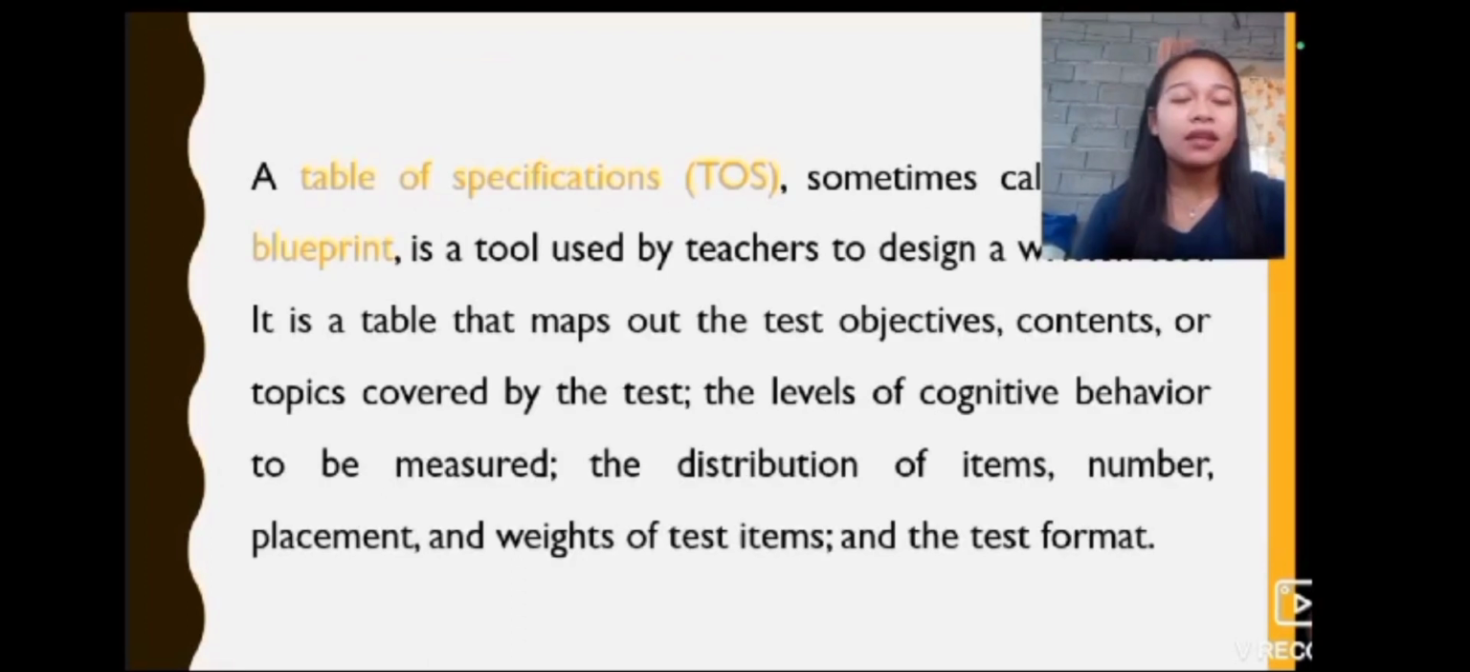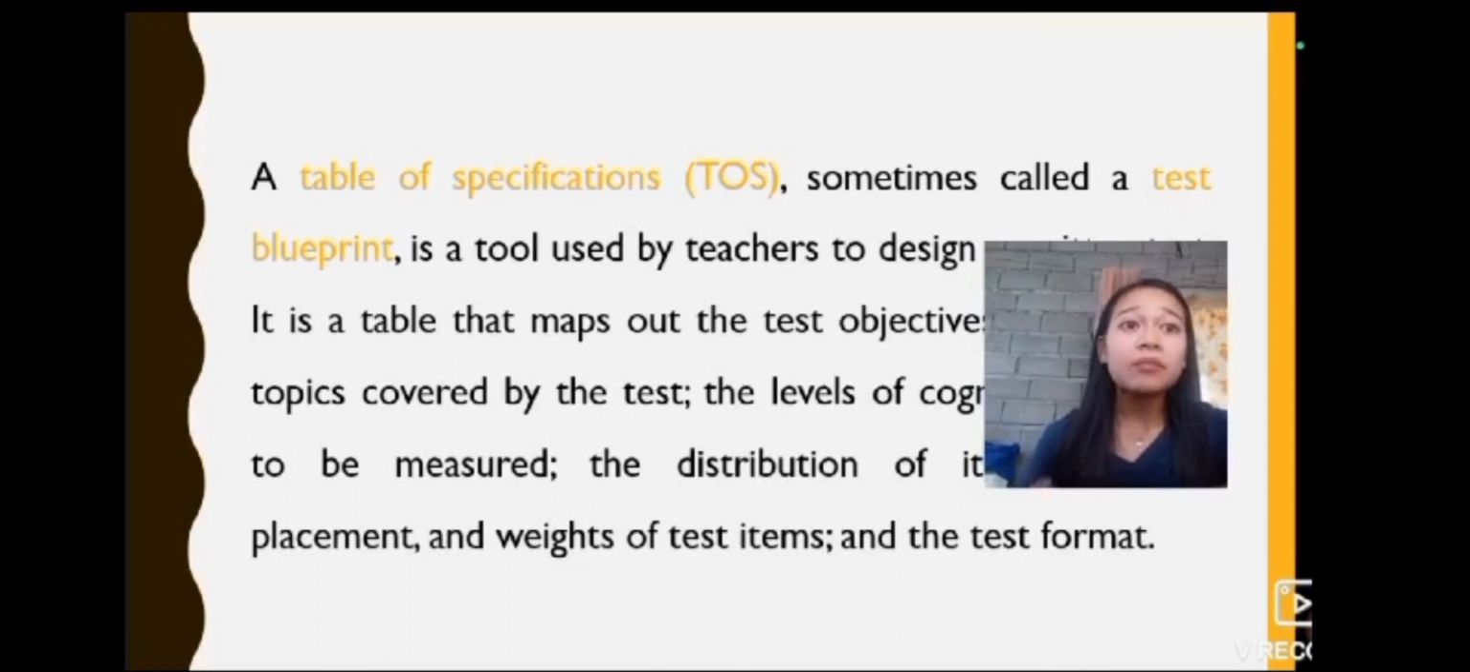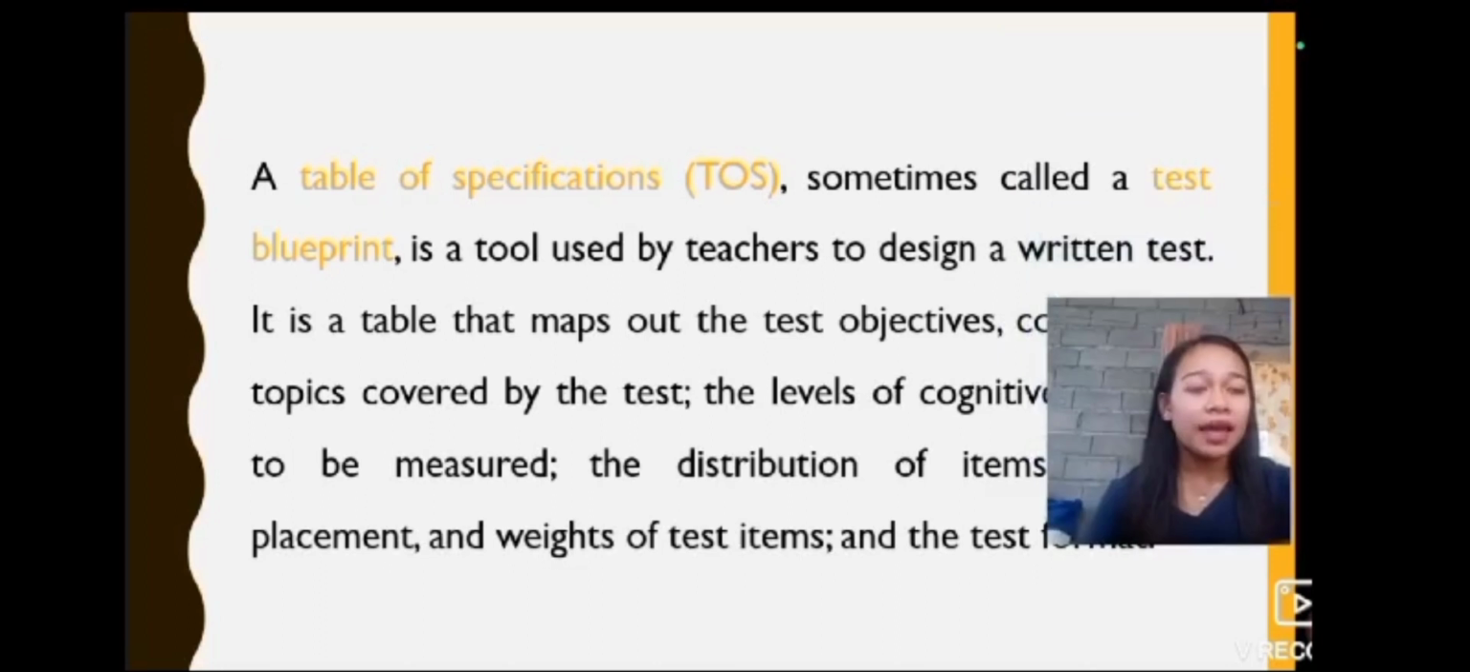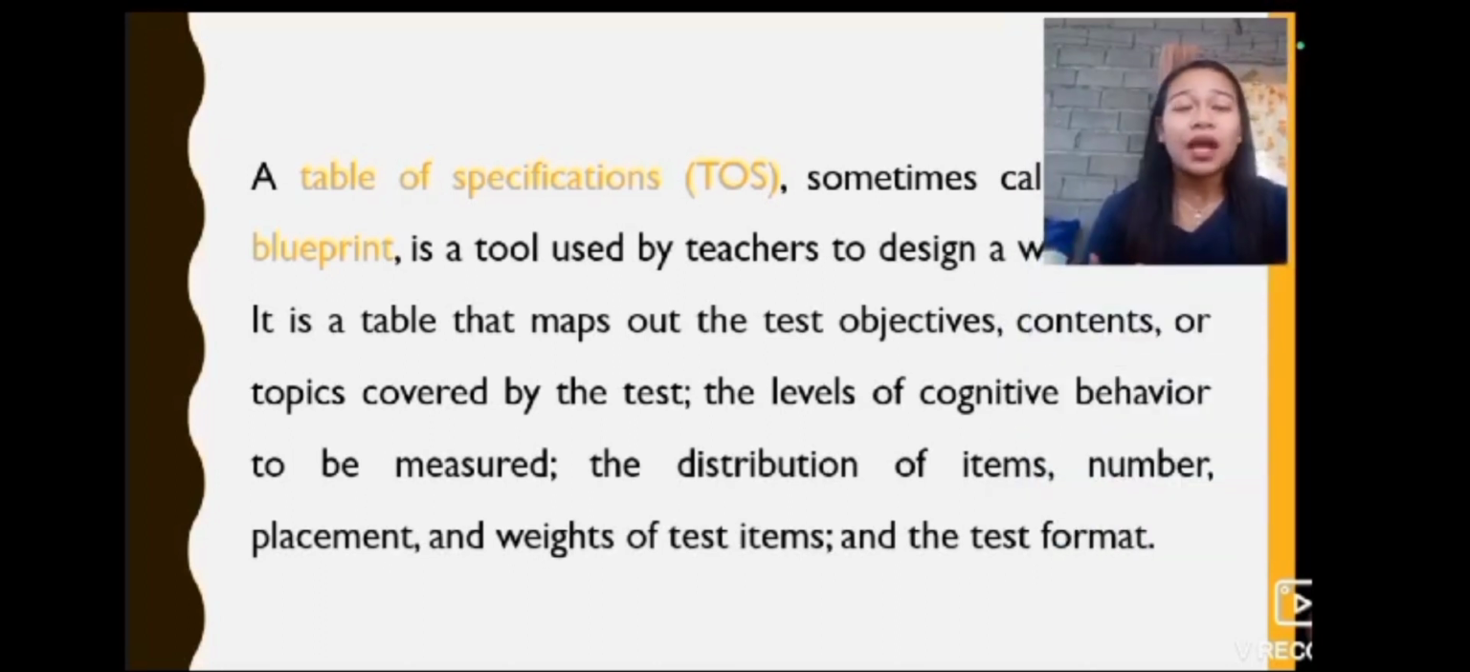So here is the definition of table of specification or TOS, and it's sometimes called a test blueprint. It is a tool used by teachers to design a written test. Generally, this table of specification is created before the test or the exam. It is a table that maps out the test objectives, contents, or topics covered by the test. It also includes the levels of cognitive behavior to be measured, the distribution of items, number, placement, and weights of test items, and the test format.